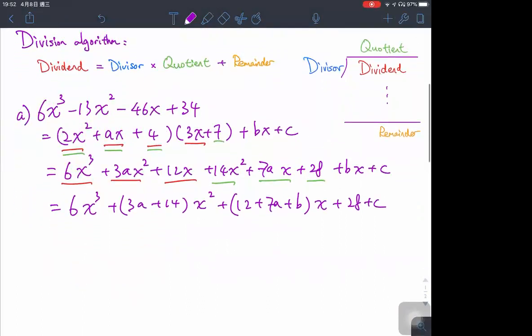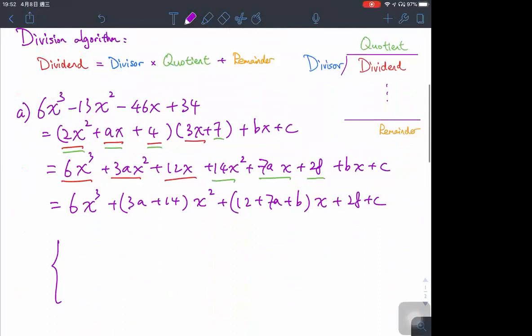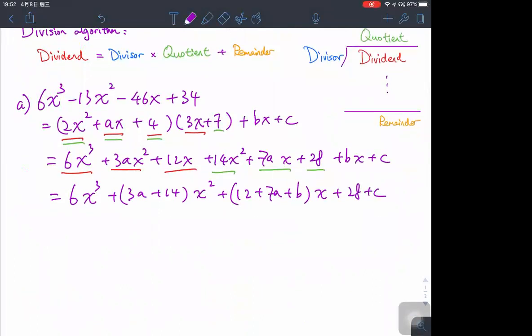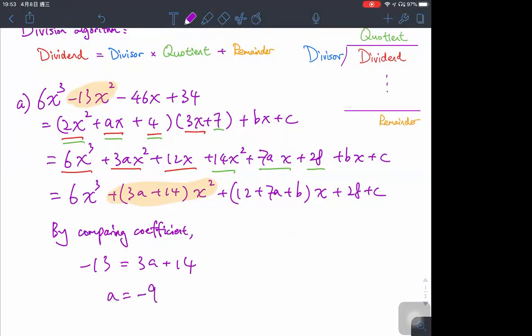Then by comparing coefficients, we need to find a only. So we only need to compare the coefficient of x squared. That is, negative 13 x squared will be equal to (3a plus 14) x squared. By comparing coefficients, we have negative 13 equal to 3a plus 14. So a is negative 9.